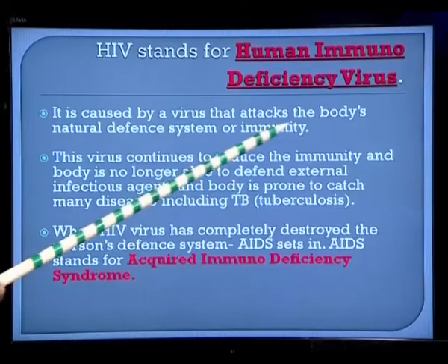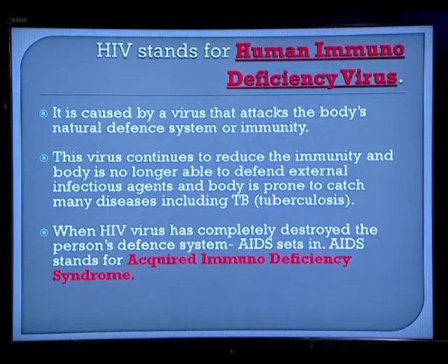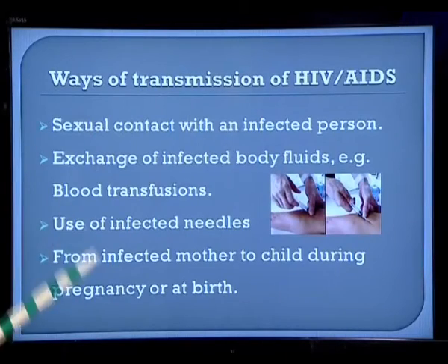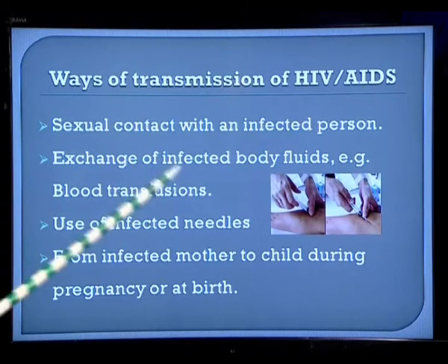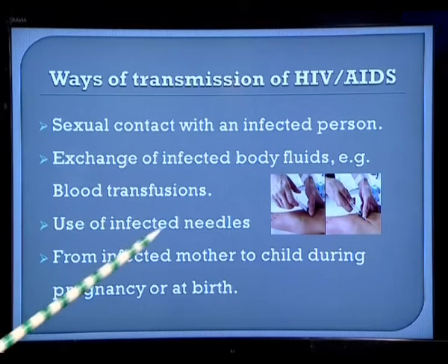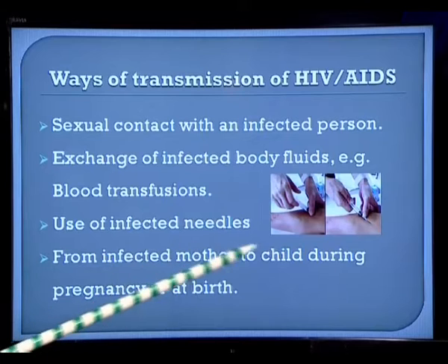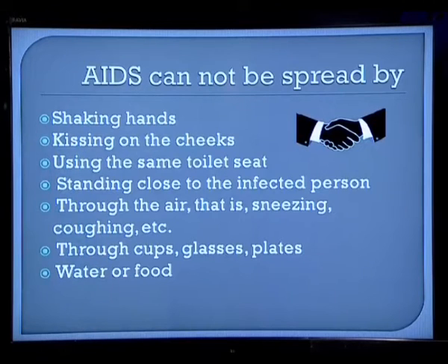It is caused by the virus that attacks the body's natural defense system, or immunity. That means when immunity is very, very low, then it can attack and further reduce the immunity to a negligible level. How is it spread? Please listen carefully. One is sexual contact with an infected person, exchange of infected body fluids, blood transfusion, use of infected needles. The same needle is used on another person, or from an infected mother to the child during pregnancy or at birth.